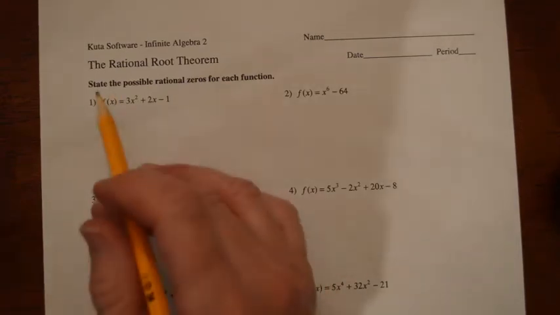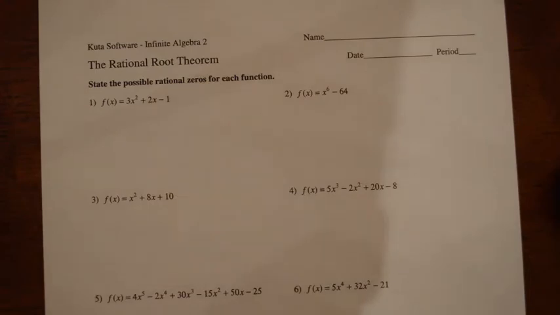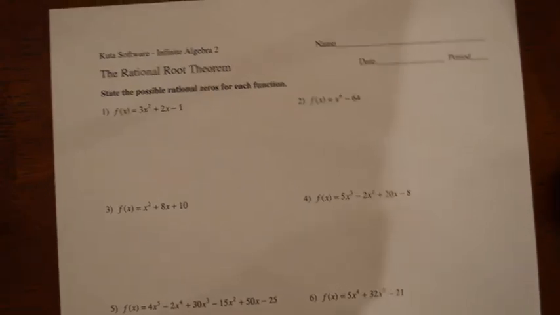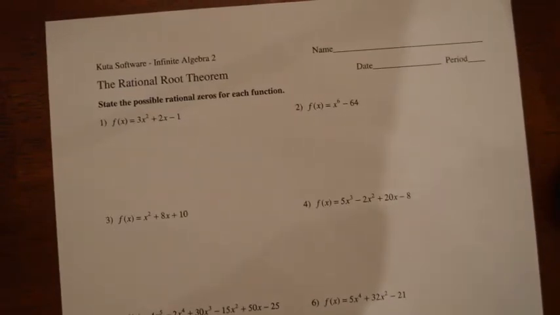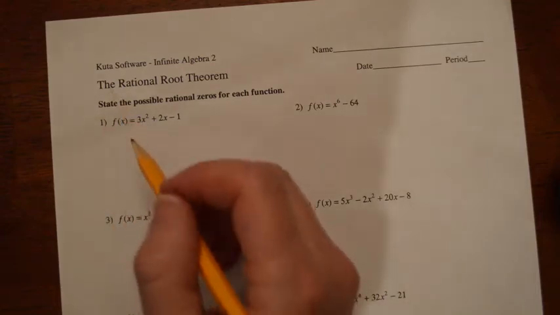But what the rational root theorem says is if we have a polynomial and we would like to find its roots, its zeros, its solutions, then if it's something that we can't really factor all that easily, there's a way that we can come up with a list of potential roots or potential zeros, and that is using the rational root theorem.